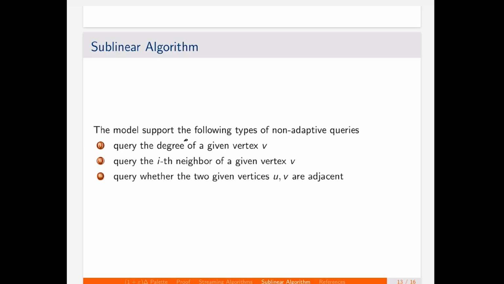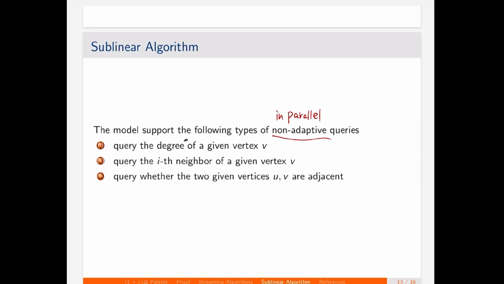By non-adaptive, we mean that the queries are themselves in parallel. So they are in parallel, and you cannot do a query and then do another query based on the query you did before. So you cannot use the result of preceding queries.